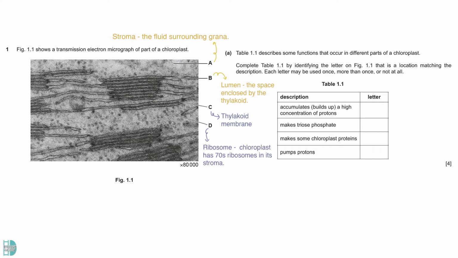In cyclic and non-cyclic photophosphorylation, the passing of electrons in ETC occurs on the thylakoid membrane. Protons are being pumped from the stroma into the lumen of the thylakoid. So, the answer is B.